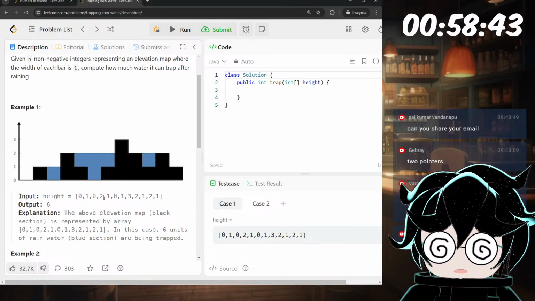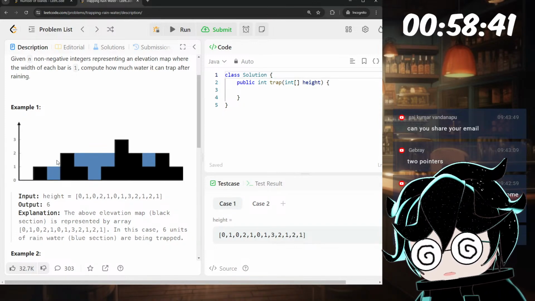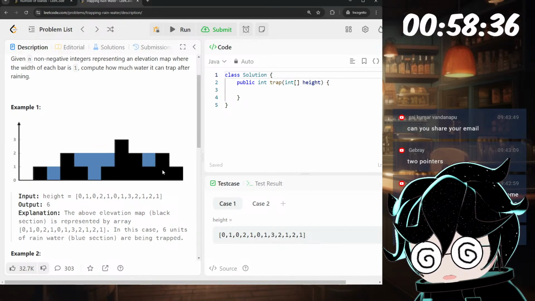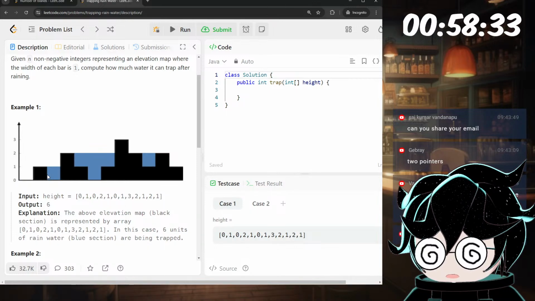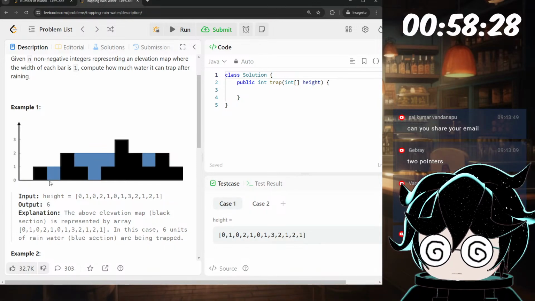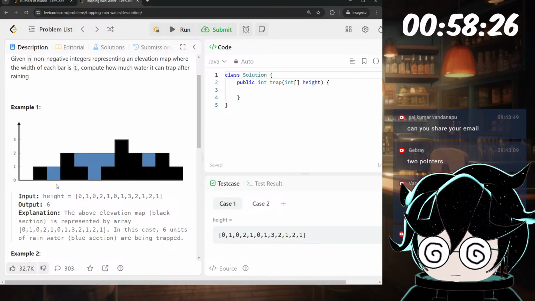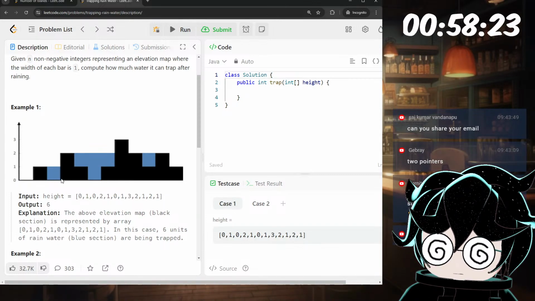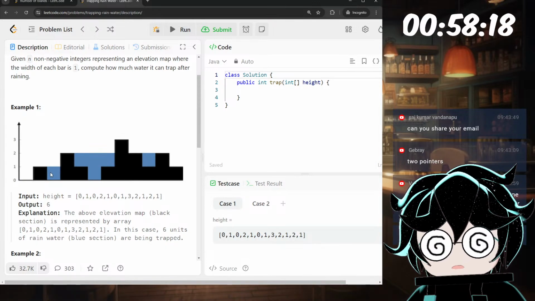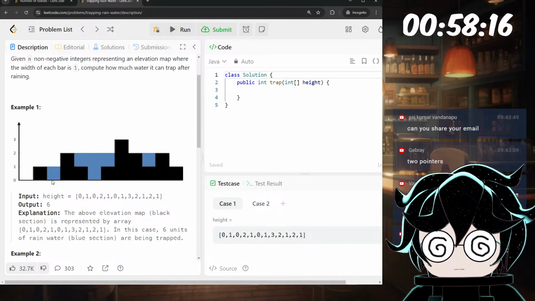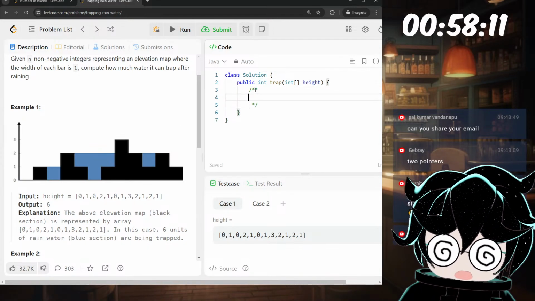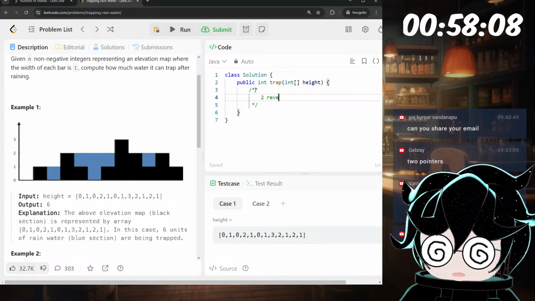Okay, well, the complete brute force method would be for every single spot, calculate the local maximum on both sides, and then take the max, that's your max. Take the min, that will be your water height times 1. Wait, hold on. Okay, this is definitely not a 2-pointer thing, but what I'm thinking is 2 reverse priority queues.